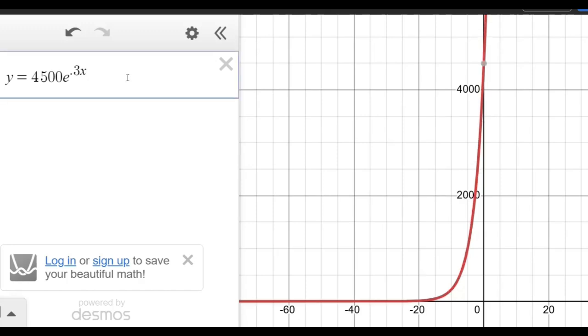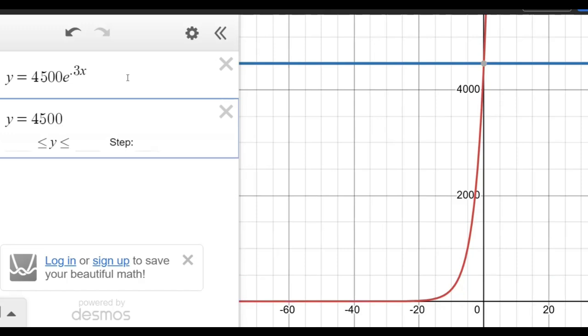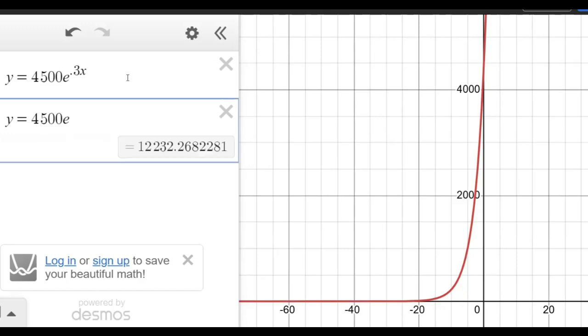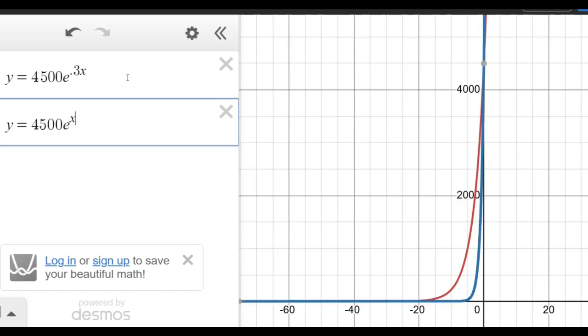Now, let's play around with this function. I'm going to go ahead and put in a different version of pretty much the same function. Let's do y equals 4,500 e. And notice on Desmos, I just have to type e, and it knows what we're doing. It's not just e. So let's try e to the x. Let's just see what that shows us.